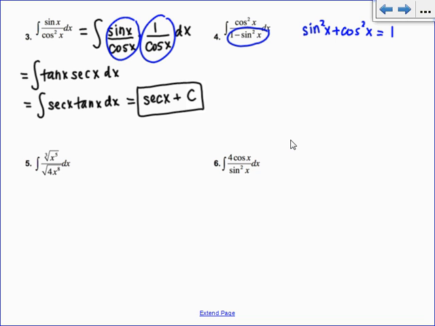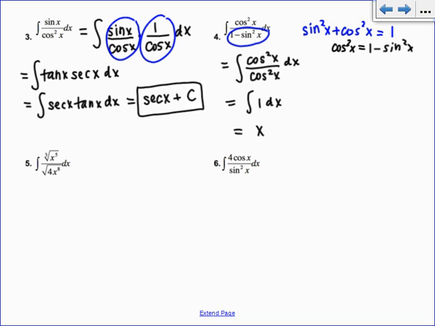So if I have 1 minus sine squared, and I subtract it over to the other side of the equation, it's all equal to cosine squared. So this is where those identities in pre-calc come into play. You can rewrite things: this is the same as cosine squared on the bottom, and cosine squared over cosine squared is just 1. So if I'm integrating 1, then my answer is x plus c.